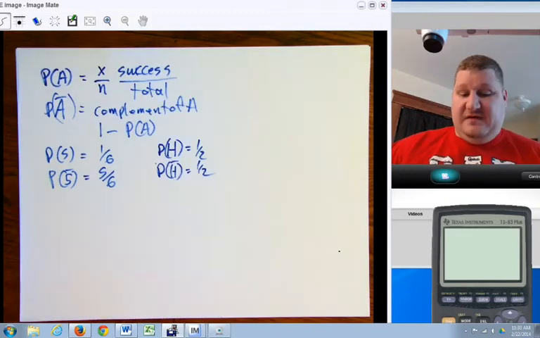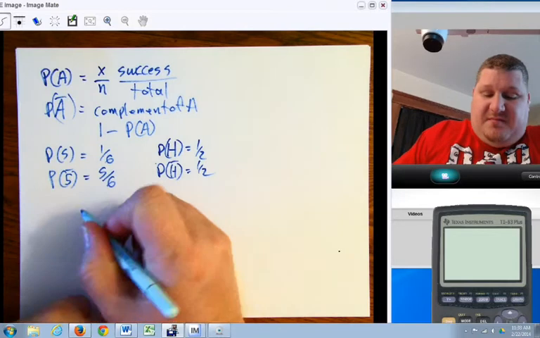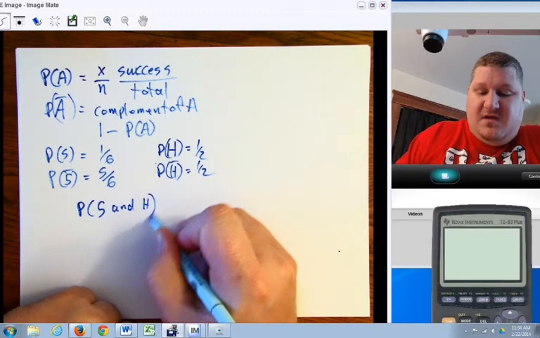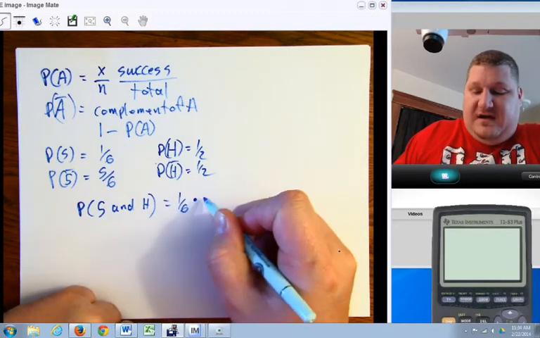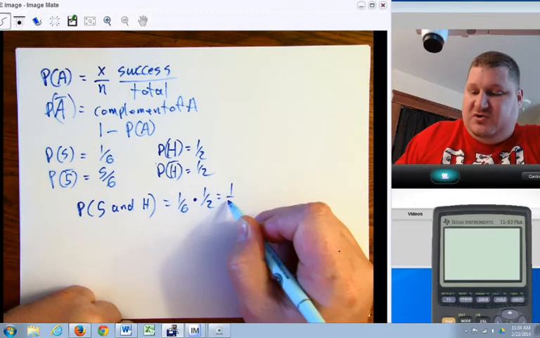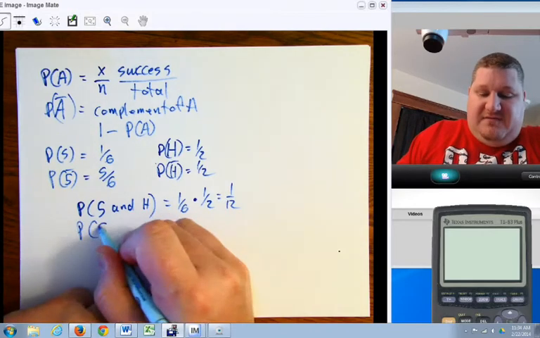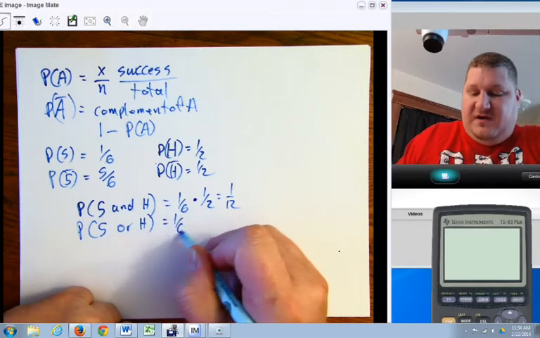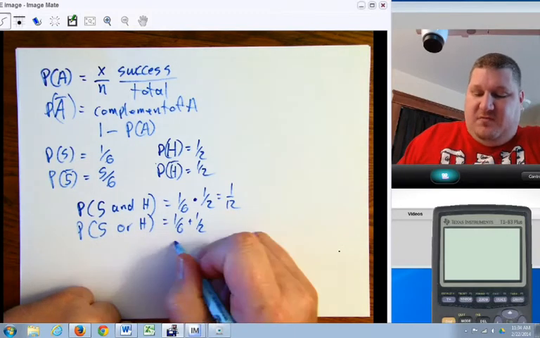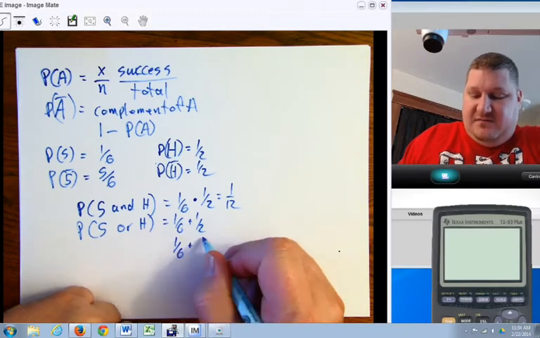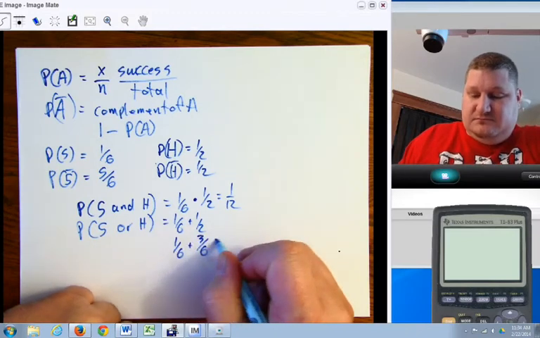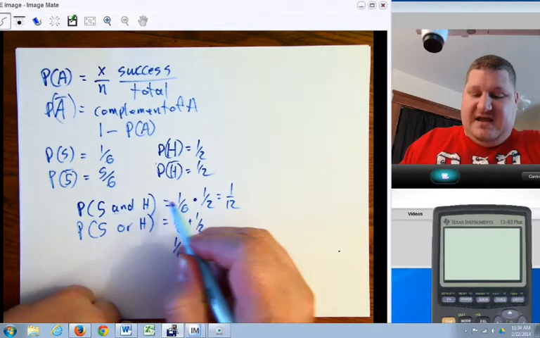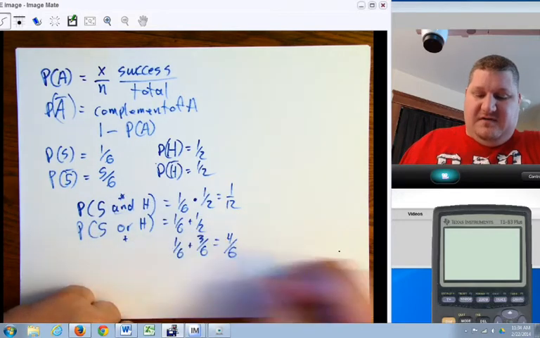Okay, the probability of getting a 5 and a heads would be 1/6 times 1/2, or 1/12. Probability of a 5 or a heads would be 1/6 plus 1/2, which in this case we'd have to find common denominators: 4/6. Okay, so you'll notice and is multiply, or is add.